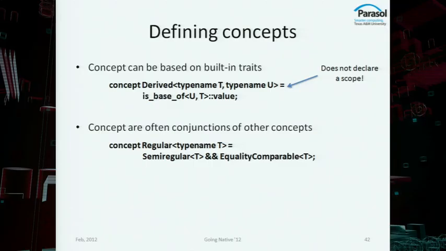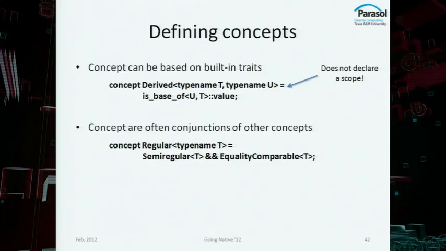We start with concept, then the concept name, and then the parameters that the concept is evaluating, usually type names. This isn't always the case. We can certainly use non-type parameters also. Unlike C++0x concepts, our definition has an equal sign instead of an open brace. Concepts don't introduce scope in this model. The only thing they do is answer yes or no. We can't associate types through them.